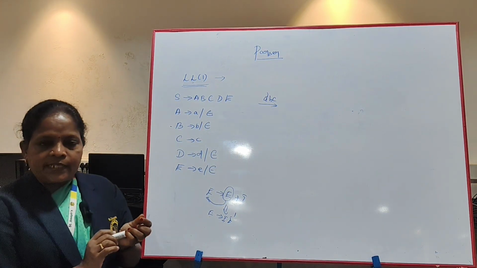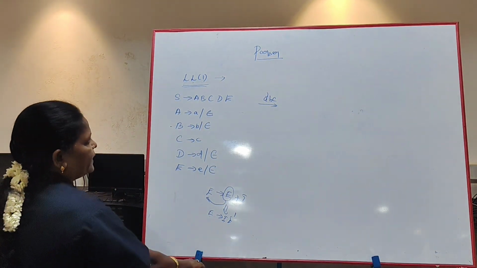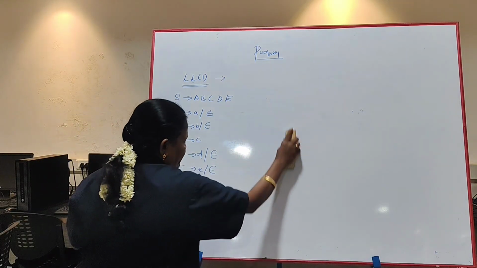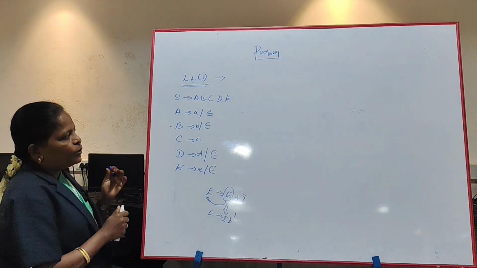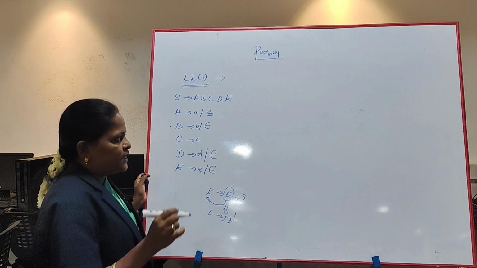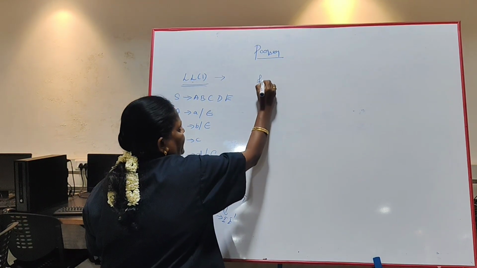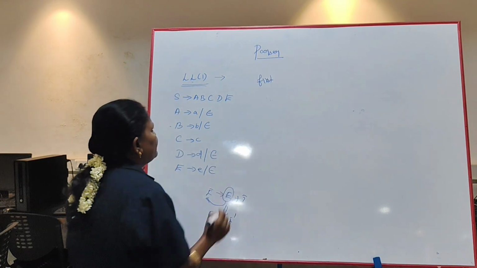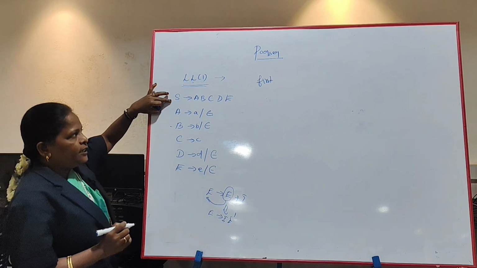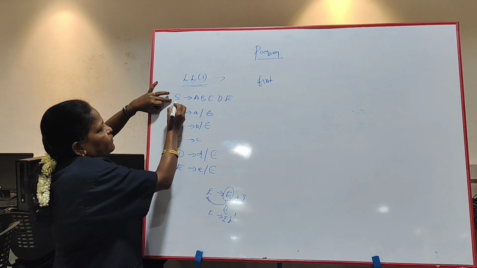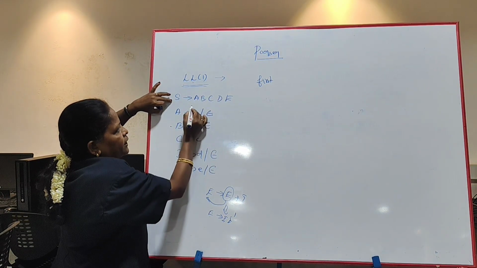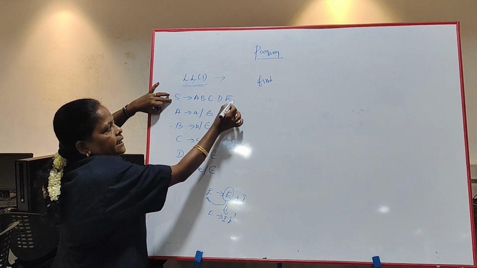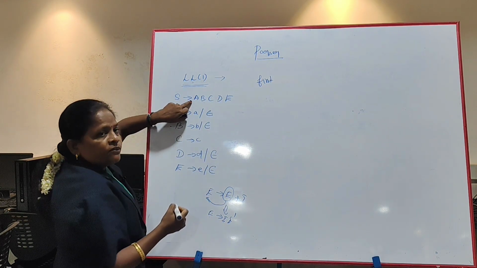How do we identify whether it is an LL1 grammar or not? For that you are going to construct first and follow. So what do we mean by first as well as follow? First is nothing but this: for each non-terminal, you should identify the first. First of S is nothing but, what is the right production we have? A, B, C, D, E. For that you should take the first.